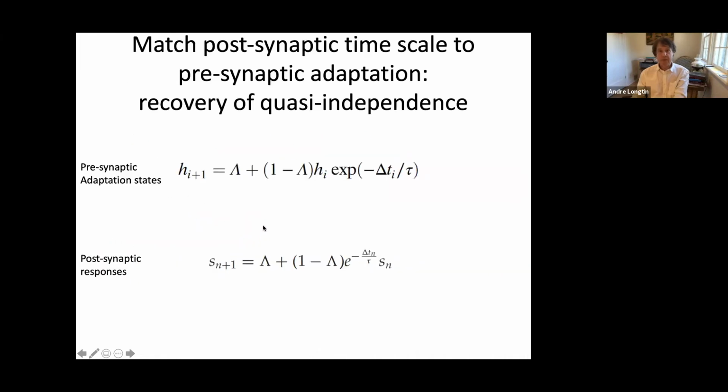Okay. Now, in particular, what we've argued 10 years ago is that if you have a match between postsynaptic and presynaptic timescales, you can recover the quasi-independence. So the presynaptic states in neuron 1 upstream look like this, but if neuron 2 downstream connected to it has the same time constant tau, or some effective time constant tau that looks like it, then these states are going to recapitulate the adaptation states upstream. And therefore you can transmit this quasi-independence down the line.